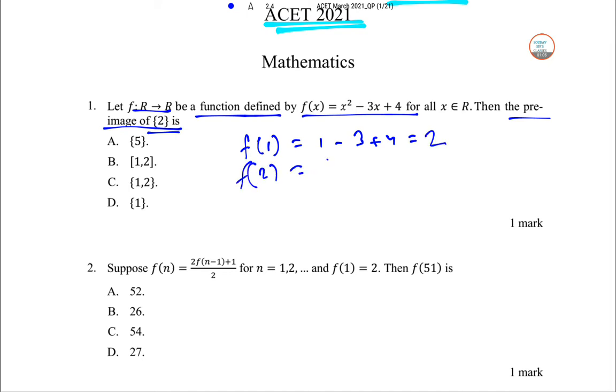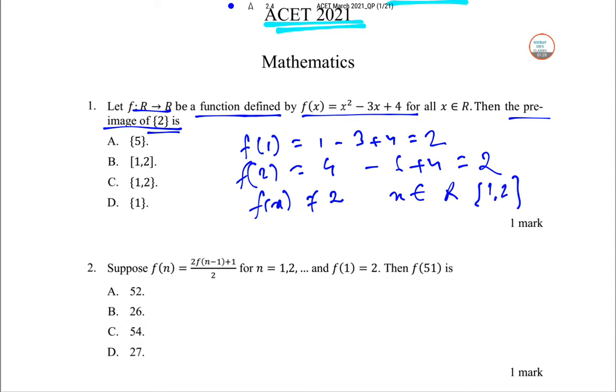f(2), if we calculate, is 4 minus 6 plus 4. So in this case it is again 2. So f(1) and f(2) both are giving 2, but f(x) is not equal to 2 for any value between 1 and 2. As a result, this quadratic equation cannot have more than 2 solutions, and since it's a quadratic, the number of solutions is always 2.